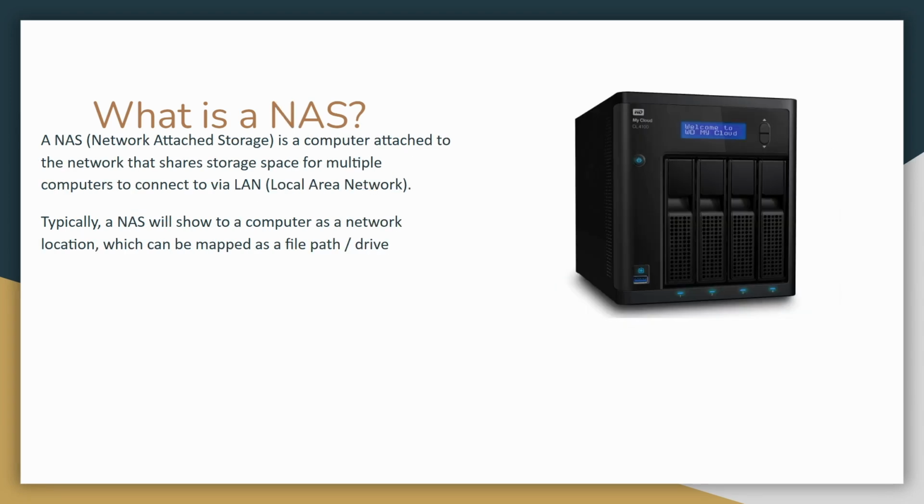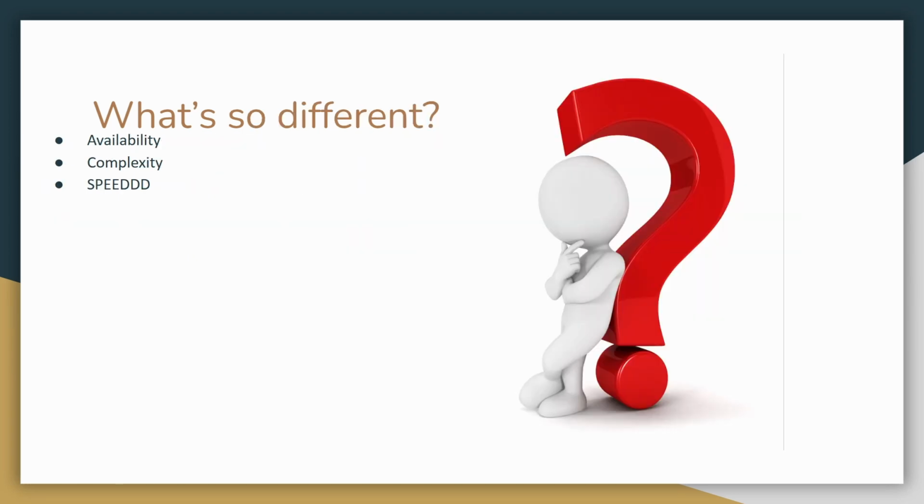What is a NAS? A NAS, or Network Attached Storage, is a computer attached to the network that shares storage space for multiple computers connected to the LAN, or local area network. Typically, a NAS will show to a computer as a network location, which can be mapped as a file path or drive. So what's so different about them?